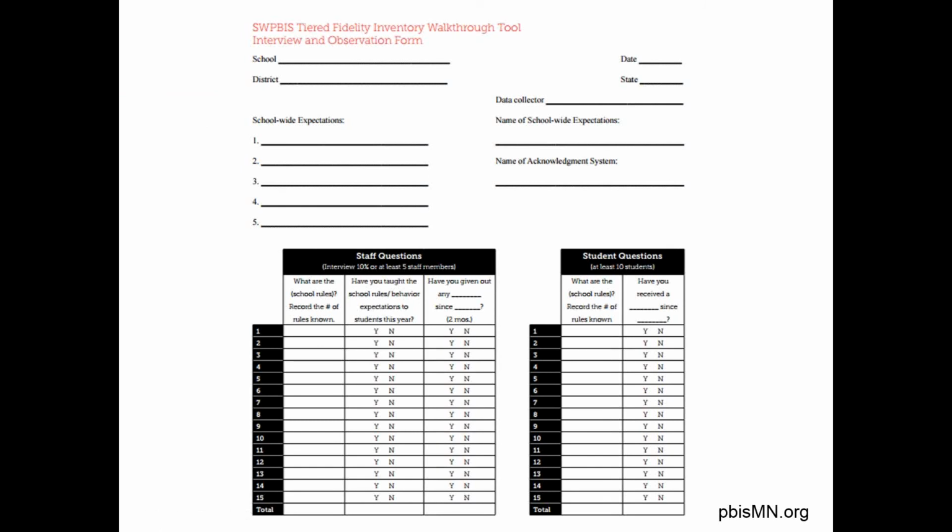Here's what the blank TFI walkthrough tool form looks like. When filling out the walkthrough tool, it is important to remember that when recording the school rules, just record the number of rules that they know. You don't have to write down the specific rules verbatim. So for example, if the 3 rules are be respectful, be responsible, and be kind, you can just write down 1, 2, or 3 that they know. This will save you time in counting and tallying in the end. In a few minutes, we'll go through an example of how to score and record the TFI walkthrough tool.